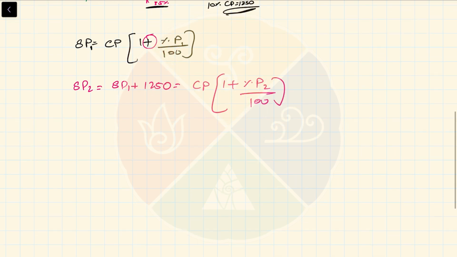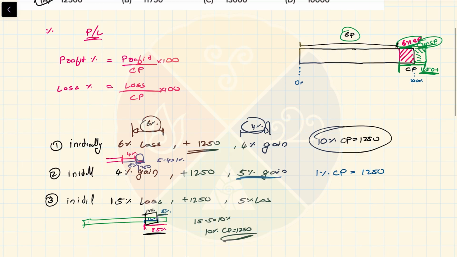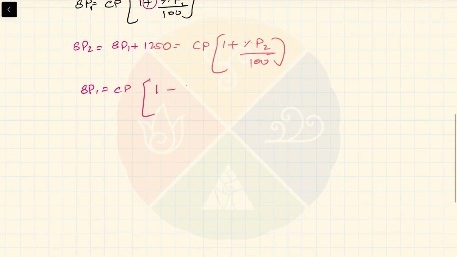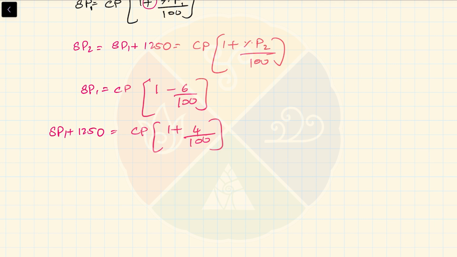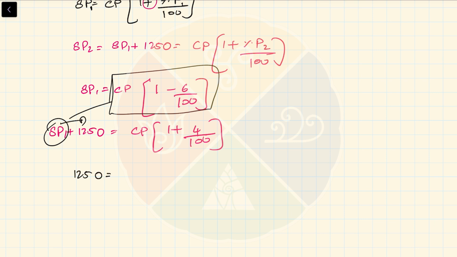So if you look in this manner, the selling price 1, we don't know that amount, but we know that we are having a loss of how much? 6 percentage. So 1 minus 6 by 100. And the next case is selling price 2, that is selling price 1 plus 1250, that is cost price into 1 plus we are getting 4 percentage gain. Again, if you replace this SP1 with this value and take it to the other side, you will get 1250 is equal to 10 by 100 of CP.